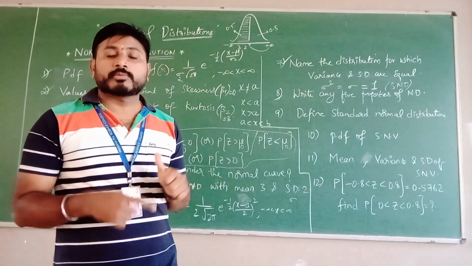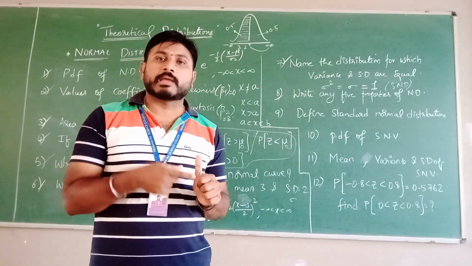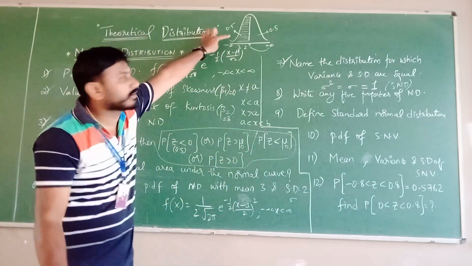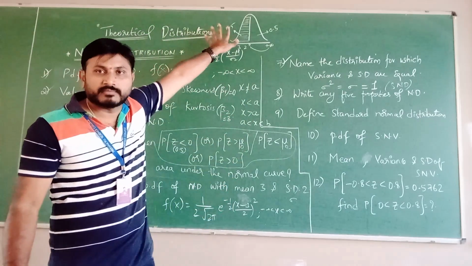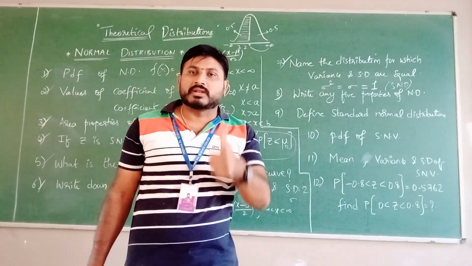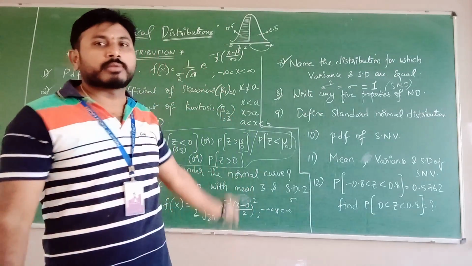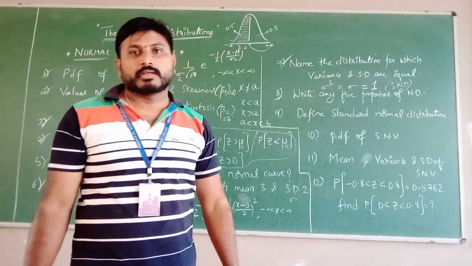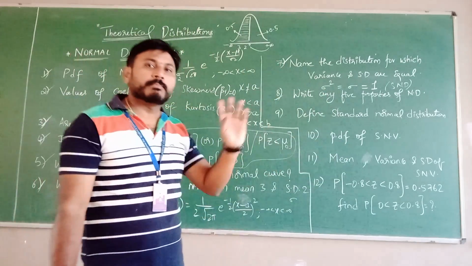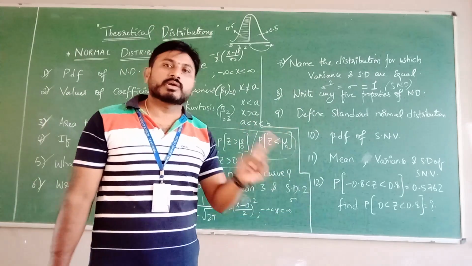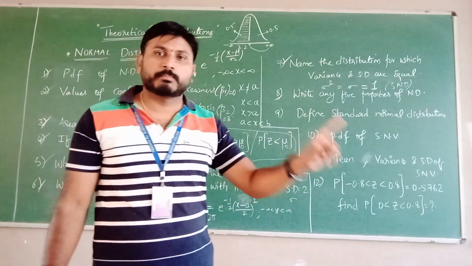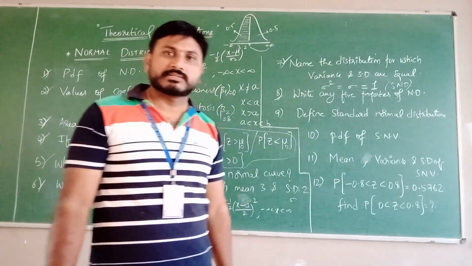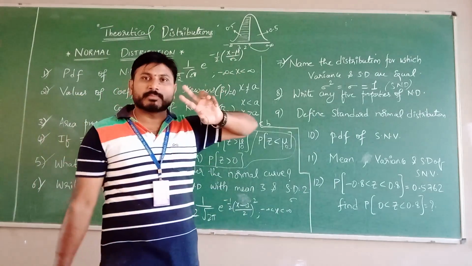Property number 1, the normal distribution curve is always a bell-shaped curve. Look here, it's a bell-shaped curve, right? That is property number 1. Property number 2, normal distribution is symmetrical about mu. Symmetrical about mu means mean, median, mode coincide at mu, the mean. Are you clear, guys?